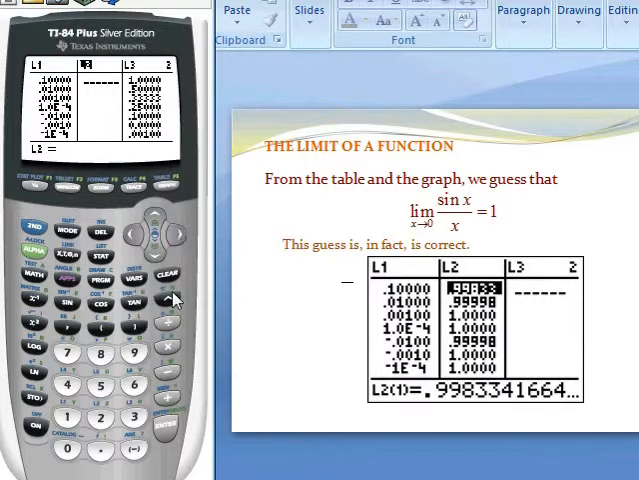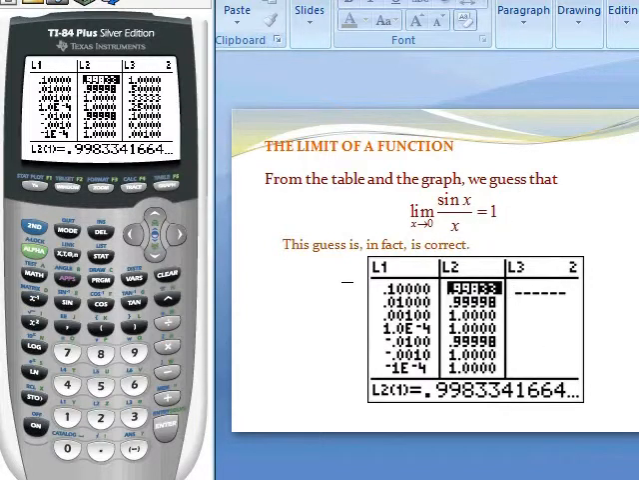Now I'm going to go to L2, push enter. I will enter sin x over x, just like I did before. Sine of, instead of x, I have L1, which is second one, divided by x, which is L1 again. When I push enter, you're going to see it starts 0.9999. It approaches 1, and you can clearly see that. So we can say, okay, the limit as x goes to 0 of sin x over x is 1.